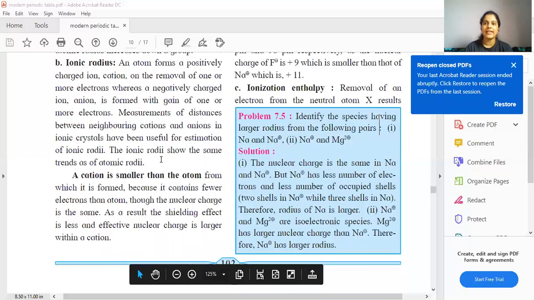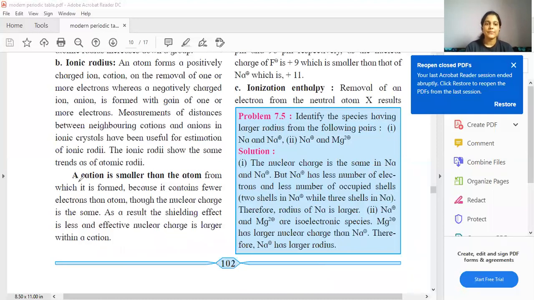Okay, let us continue. So students, we were discussing ionic radii. Now let us read what is written over here. I asked you all to mark these two paragraphs. So see, a cation is smaller than the atom. Now it is very obvious because a cation is something that is positively charged.